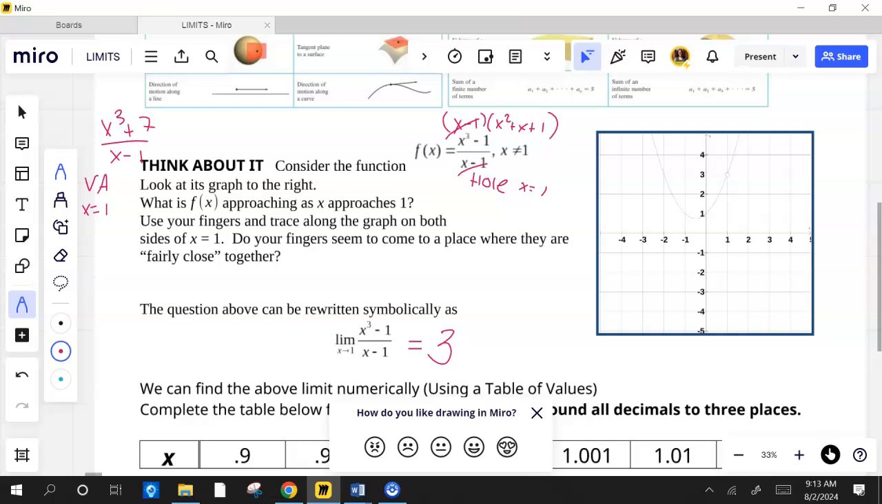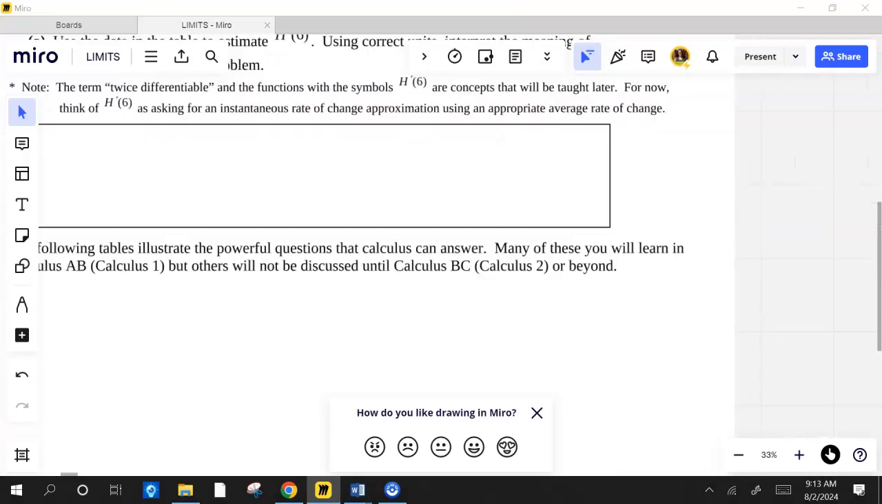Now, but here's what else could happen. They could give you a table, an XY chart, okay? Very similar to what we did with the little, where's that little?